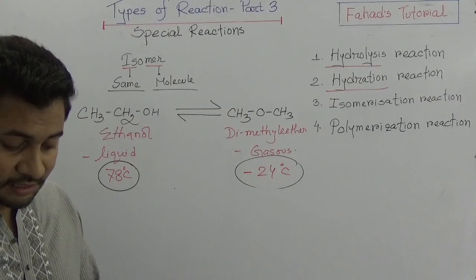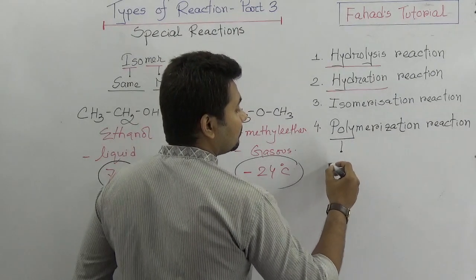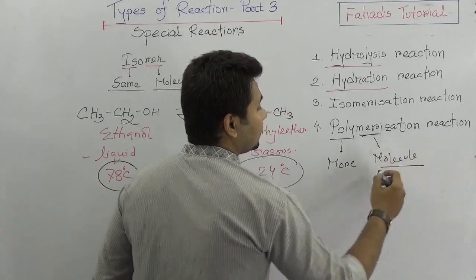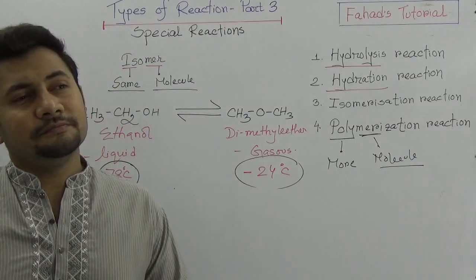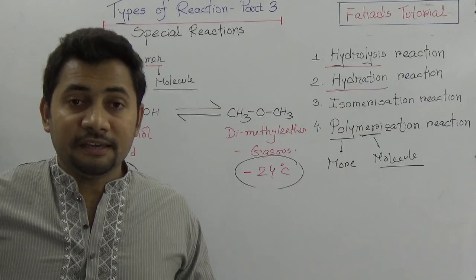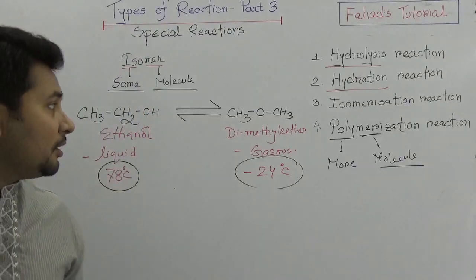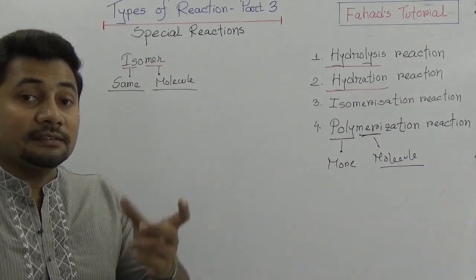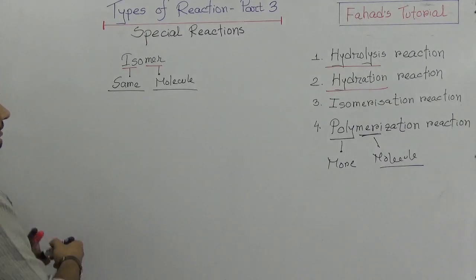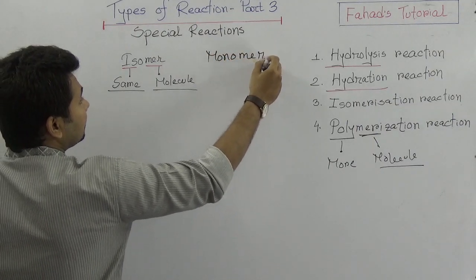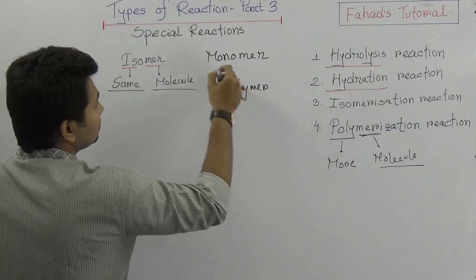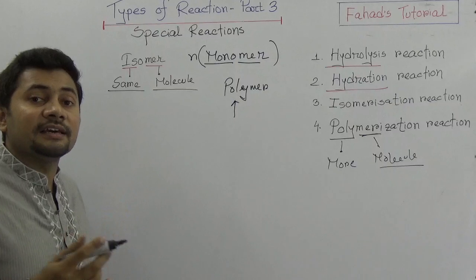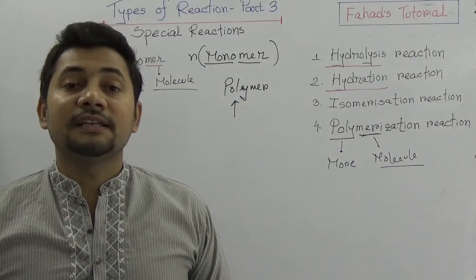If you understand that iso means same, then poly means more, or number of, and mer means molecule. So the polymerization reaction is that with the help of huge pressure and temperature, a number of monomers, and there are 2 words, polymer and monomer, you must think about it. Mono means single, like carbon monoxide, carbon and a single oxide. So mono means single. When a number of monomers are joined together to produce a single huge molecular mass compound, that is called a polymer.